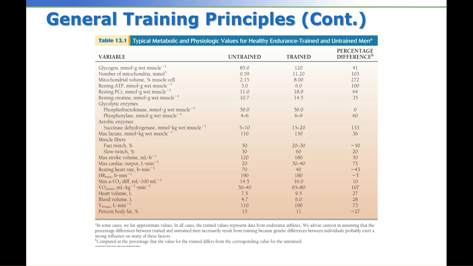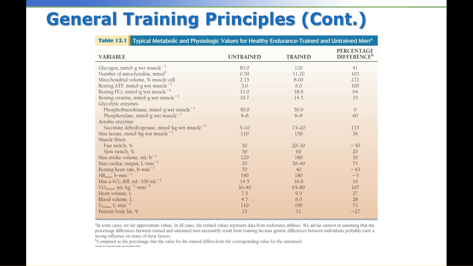If you look at the blood volume, it increases. If you look at the aerobic enzymes, they increase in the trained, from 5 to 10 to 15 to 20 percent. You have this because of the mitochondrial volume. Look at the volume and percent of the muscle cell. For the mitochondrial volume, trained is at 8, untrained is at 2.15, which makes a lot of sense.